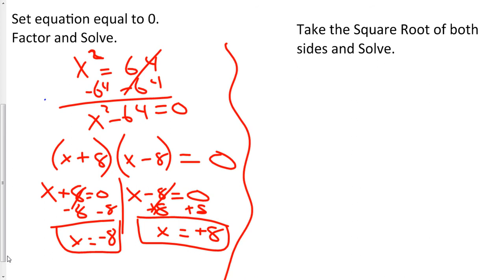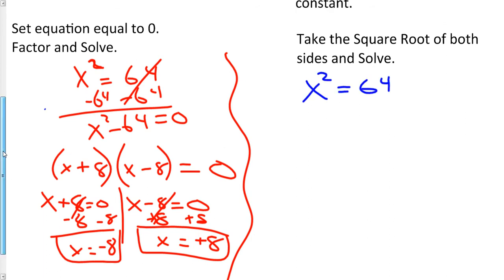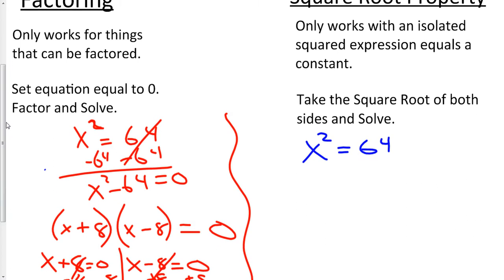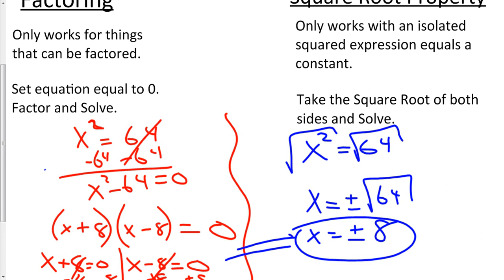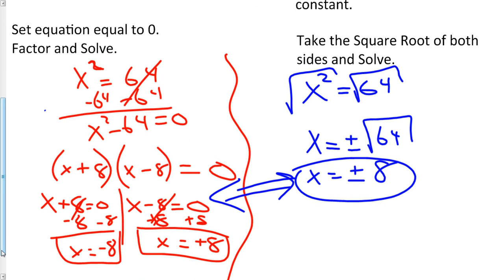On the other side, if I want to use the square root property, I would start with x squared is equal to 64. I would recognize that I have an isolated squared expression on my left, and it equals a constant, which is 64, on my right. The next thing I would do is take the square root of both sides. And remember, we get the positive and negative square root when we take the square root of a squared term. So I get x is equal to plus or minus the square root of 64, which is 8. So I get plus or minus 8. And notice, in both ways, I get two answers, negative 8 and positive 8.